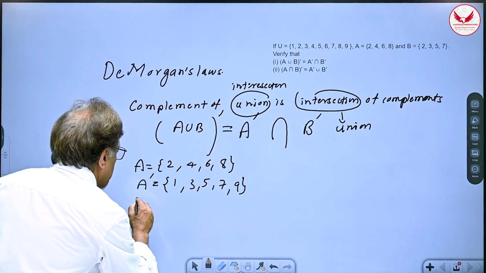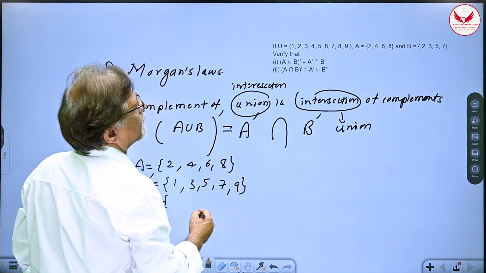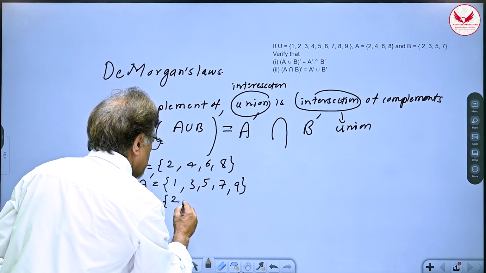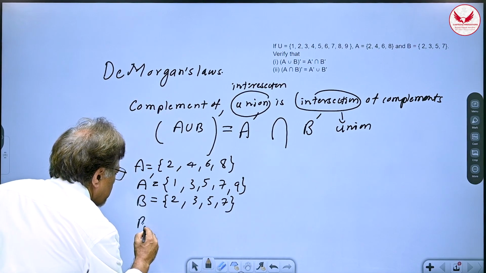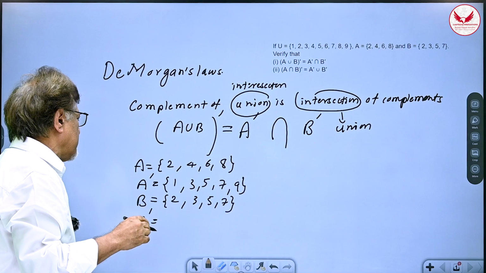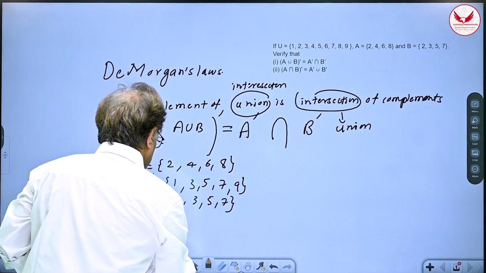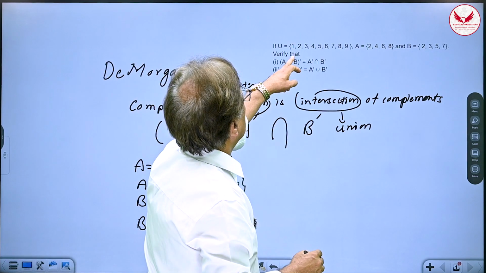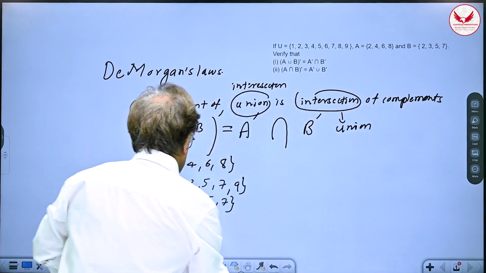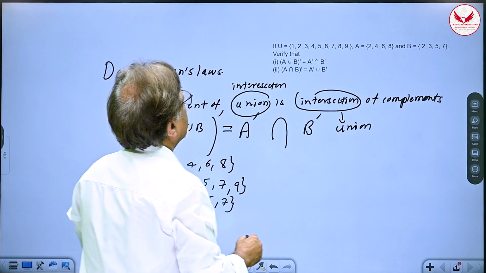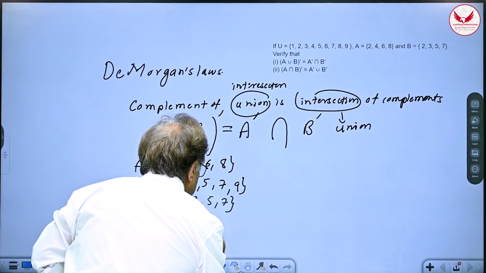Okay. Now let us write B. What is B? B contains elements 2, 3, 5, 7. What is B dash? That means B complement. That means elements which are not in B but in the universal set. 1. Is it in B? No. So it must be contained in B dash. 2. Is it in B? Yes. 3. Is it in B? Yes. 4. Is it in B? No. So 4 will be included here. Then 5. Is it included? Yes. 6. Not there. So 6.